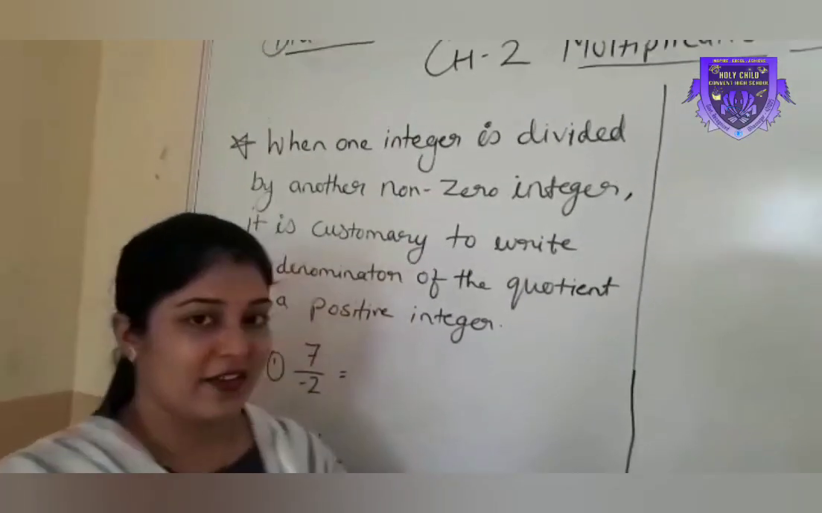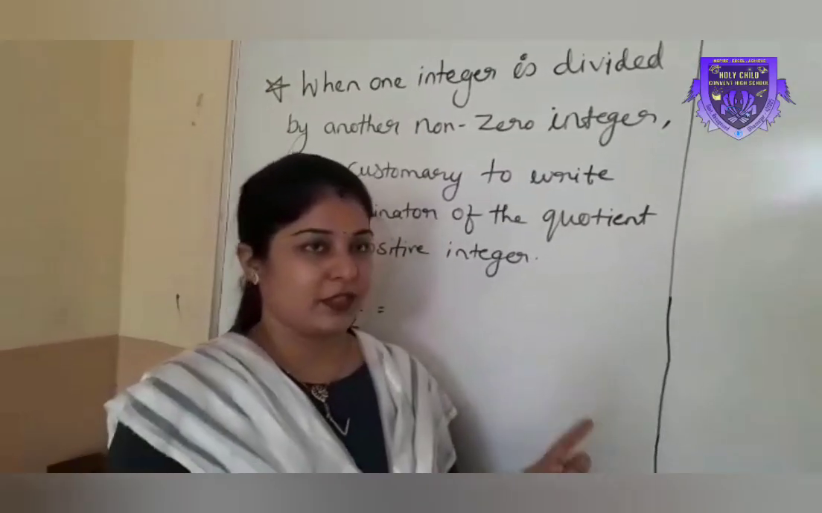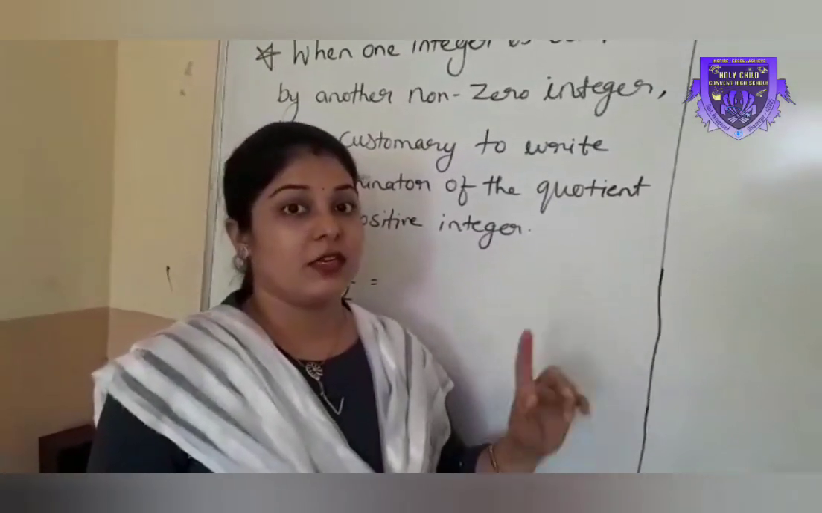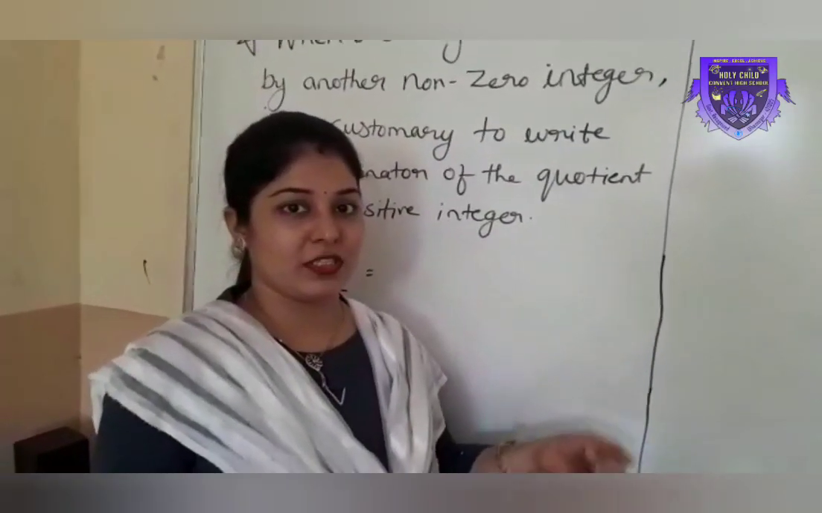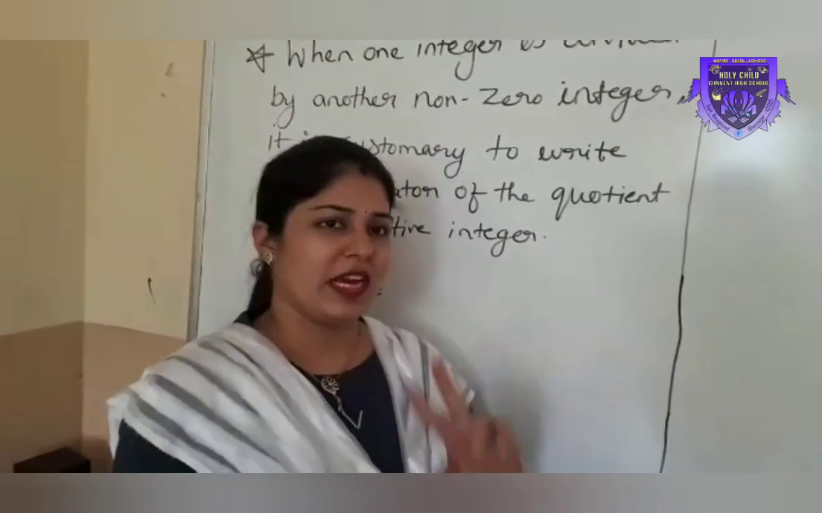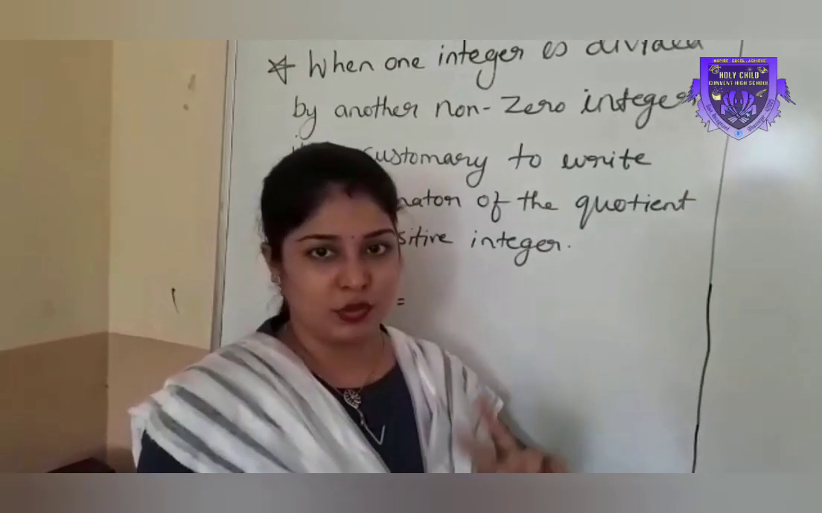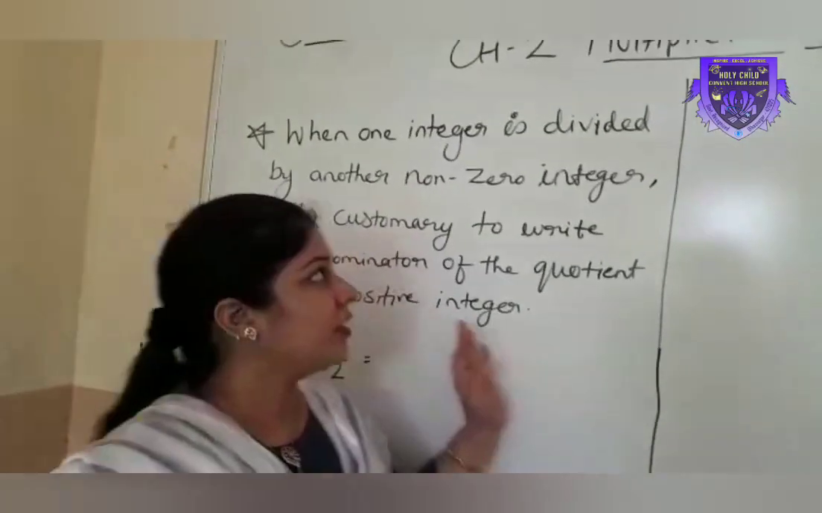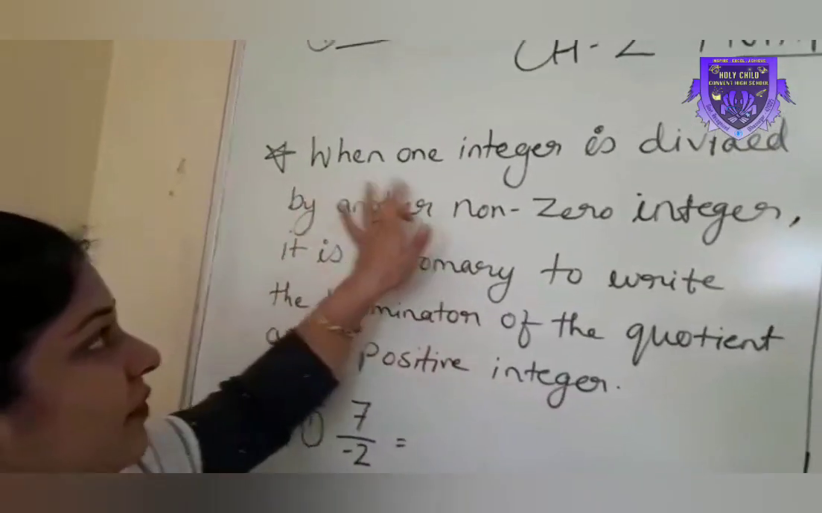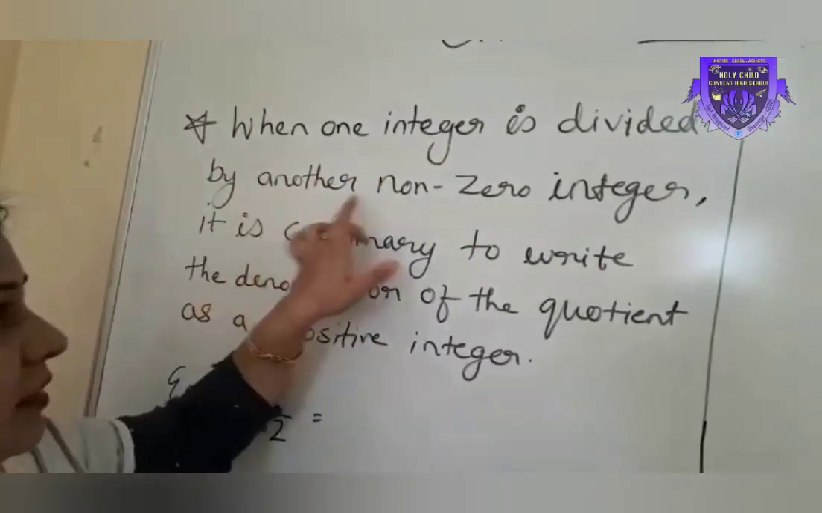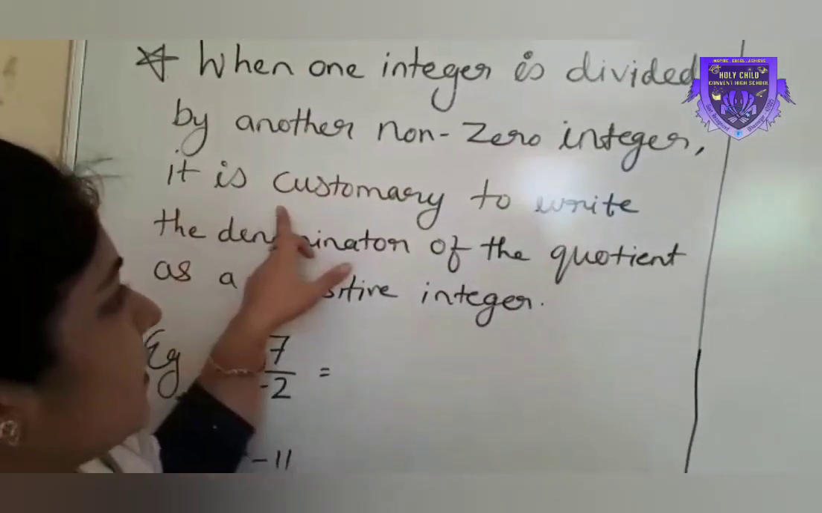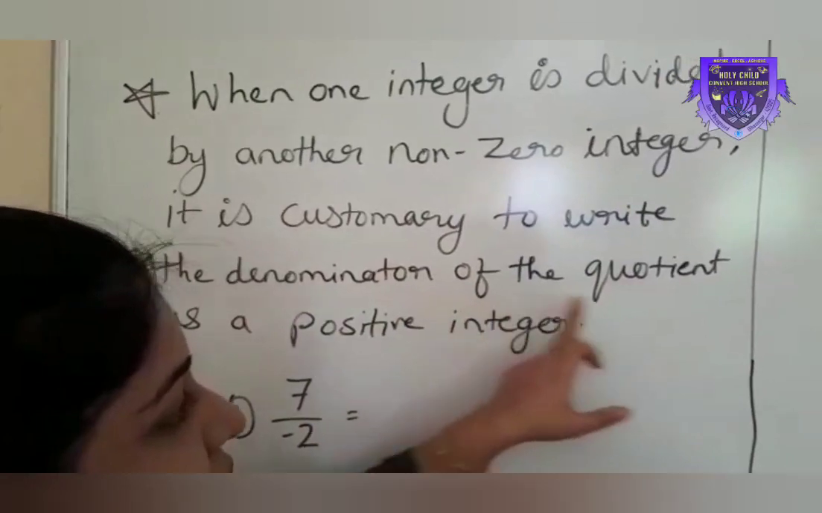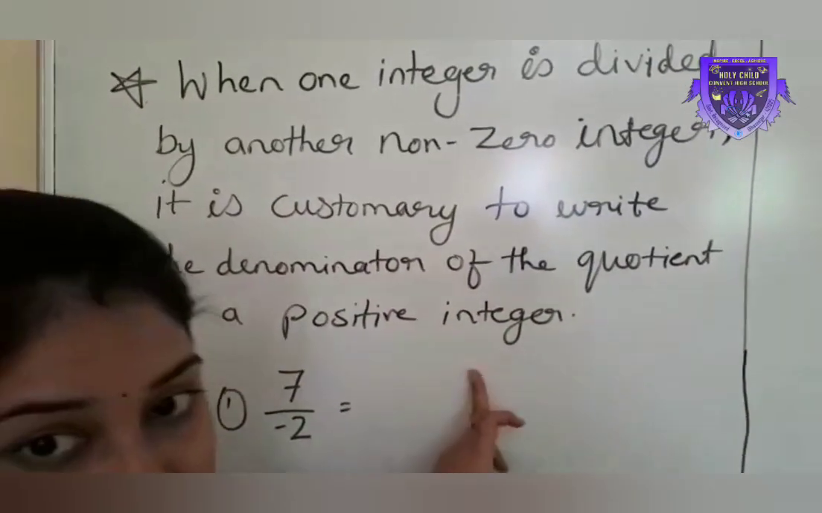Now we are starting with the second part of this chapter, that is division of integers. First we have done multiplication of integers, now division of integers. We have almost the same rules in both multiplication and division, but this one rule is very different. Let's see this. When one integer is divided by another non-zero integer, it is customary to write the denominator of the quotient as a positive integer.